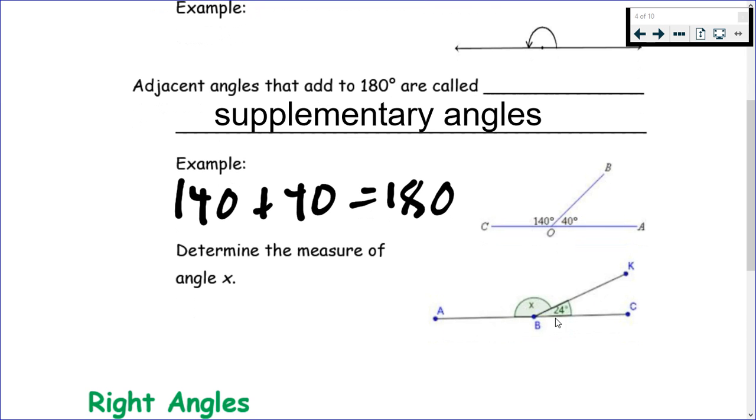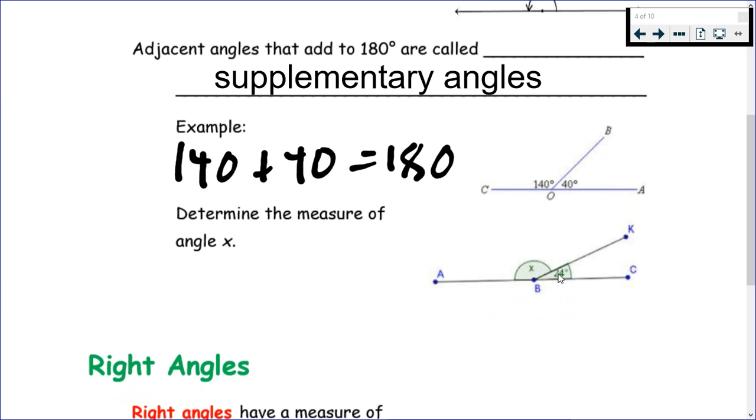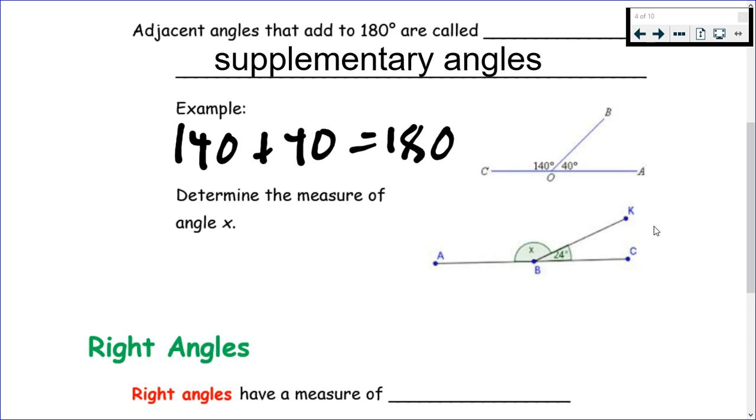So for example, I have this very similar situation here. I have my straight line. I have some other line coming in at an angle. I know the angle here, CBK, is 24 degrees. I do not know the measure of angle ABK, or they've labeled it angle X here as well. So what do I know about 24 and X? I know they need to add up to 180. I know they are supplementary angles. So I can write that out. So X plus 24 equals 180. Subtract 24 from each side.